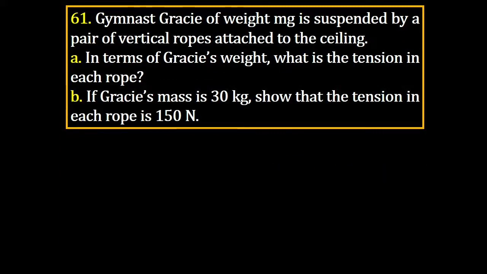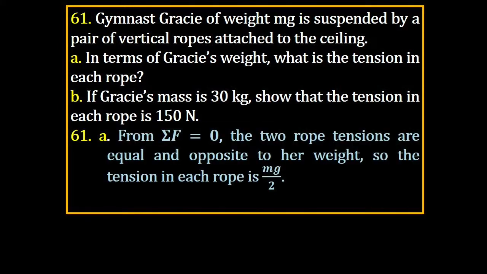Gymnast Gracie of weight mg is suspended by a pair of vertical ropes attached to the ceiling. A, in terms of Gracie's weight, what is the tension in each rope? If Gracie's mass is 300 kilograms, show that the tension in each rope is 1500 newtons. Well, if she's not accelerating, then the tension is the same in each rope, and her weight is 3000 newtons. So 300 times 10 divided by 2 is 1500. So that is the answer to both A and B.